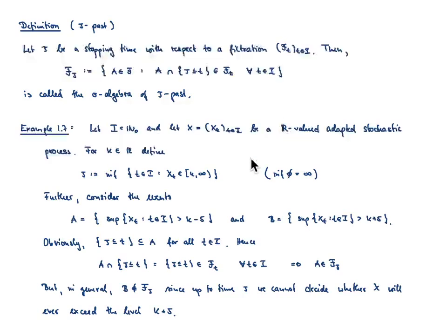So let us briefly give an example here at the end, namely it's the following. I consider as index set again the natural numbers including zero, so it's a countably infinite set. I consider a stochastic process with values in R, which is adapted to a given filtration. And let us consider now for k in R the following stopping time, namely it's the infimum over all t in our index set such that the process Xt takes values in the half open interval [k, infinity), meaning that this process takes values which are larger or equal to k.